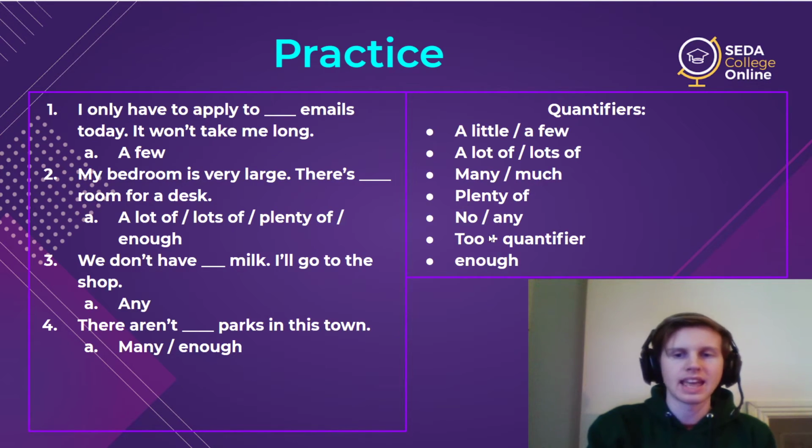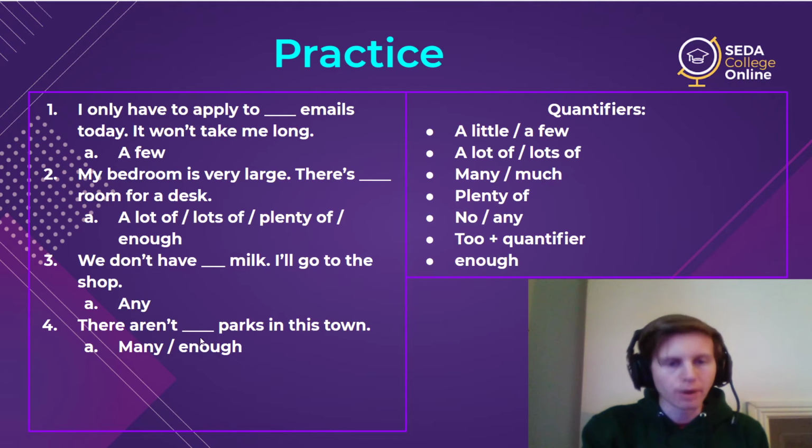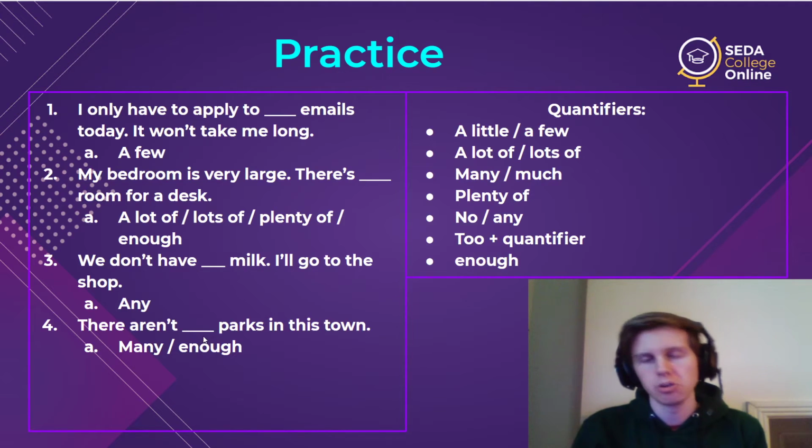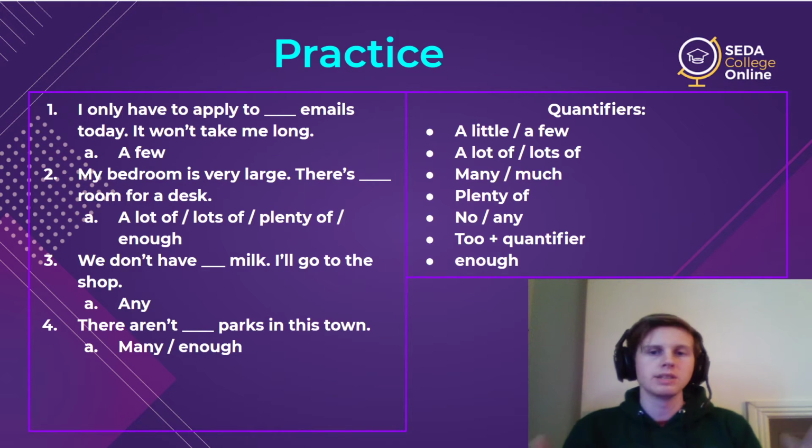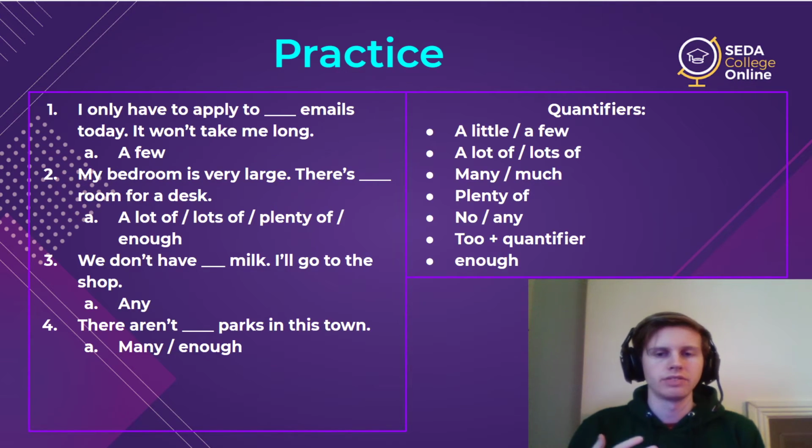And then, as I said, any also works. There aren't any parks in this town, and this just means 0. There are no parks. So this is a good example because it shows you do need to think, what is the meaning of the quantifier? Because the meaning of the quantifier changes a lot of the meaning of the sentence.